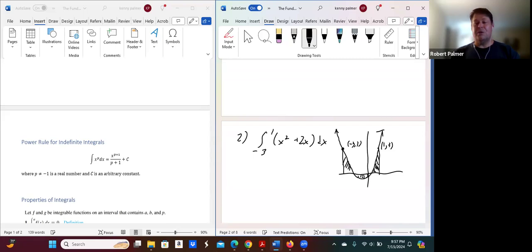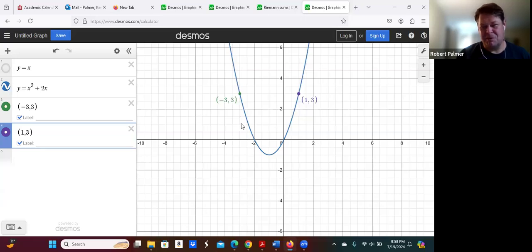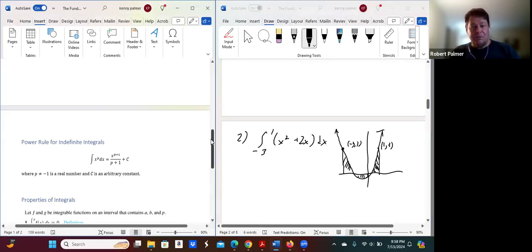Okay. If we tried to do it some other way, if we tried to use geometry, it would be hard because these aren't nice geometric figures like triangles or squares. Of course, you could use Riemann sums, but we don't have to. This gives us an exact value. All right, so let's take a look at our rules and use this.